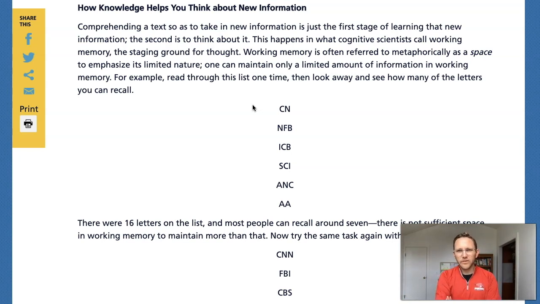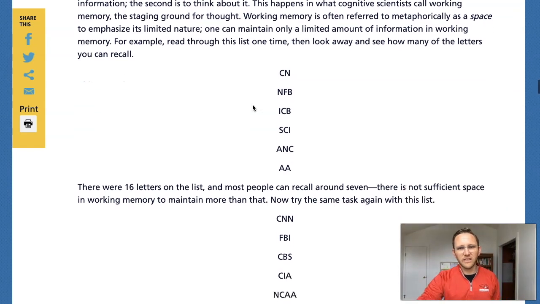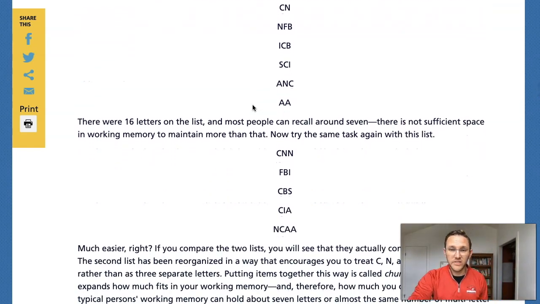Working memory is often referred to metaphorically as a space to emphasize its limited nature. One can maintain only a limited amount of information in working memory. For example, read through this list one time, then look away and see how many letters you can recall. CN, NFB, ICB, SCI, ANC, AA. There were 16 letters on the list, and most people can recall around 7. There's not sufficient space in working memory to maintain more than that.